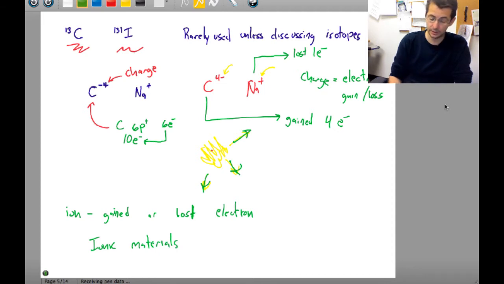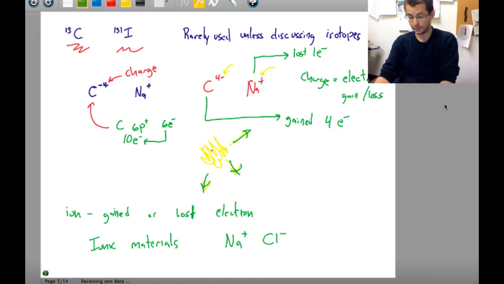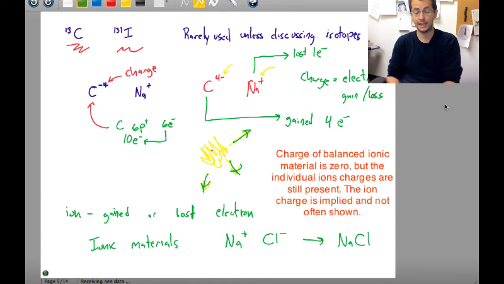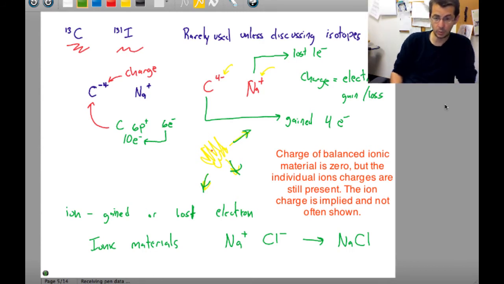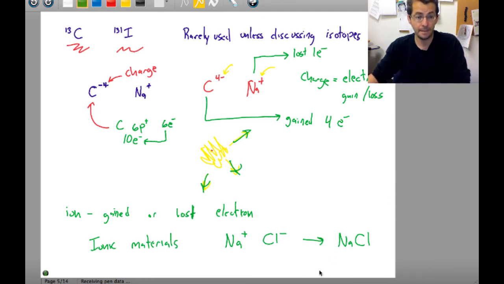Now, ionic materials are composed of ions, but almost always it's a positive ion compared with a negative ion, something like Na+ and Cl-. The problem is when you bring these two together to form compounds, the charge disappears because the overall charge on an ionic compound is 0. So we don't explicitly show it. It's implied, but it's not explicitly shown.